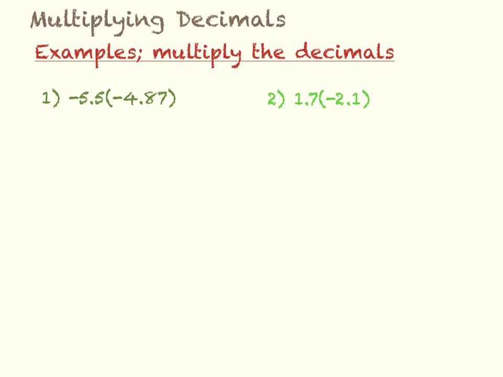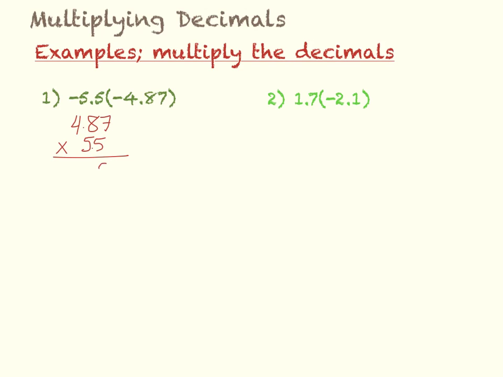Multiplying decimals. Now we're going to do some examples of how to multiply decimals. So we are going to do it the same way we multiplied other things. So we have double negative, so that's going to make the answer positive. And then I'm just going to take 4.87 times 5.5.